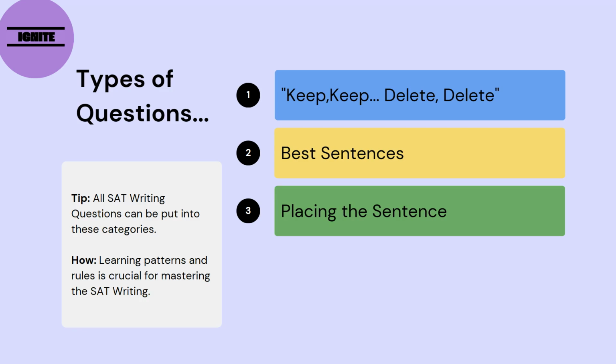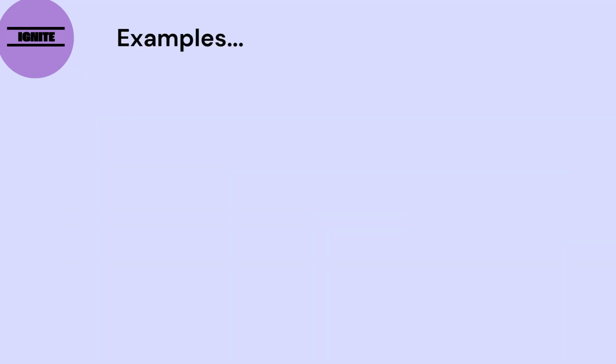Now, a tip. All of these SAT writing questions can be put into these specific categories. And as a point, it is crucial to learn how these patterns coincide with each other, because learning these specific strategies will help to answer every writing question to its fullest ability and be a surefire way that you will get that question correct. Now, let's look at some examples of these specific questions that I mentioned.